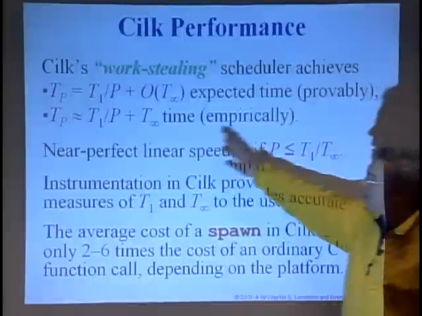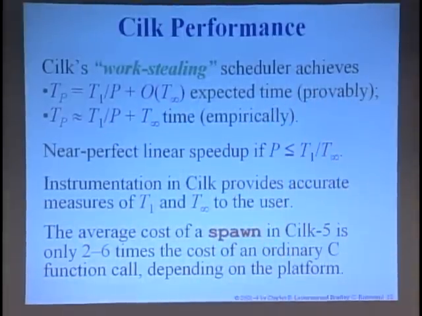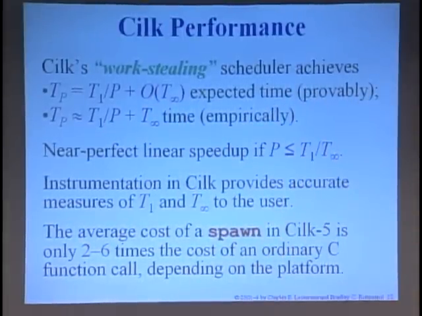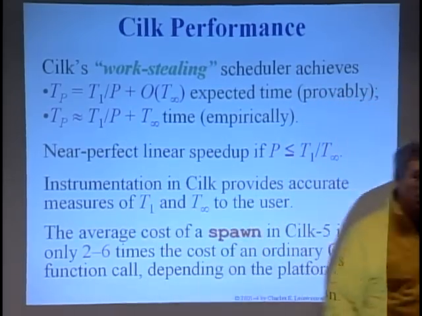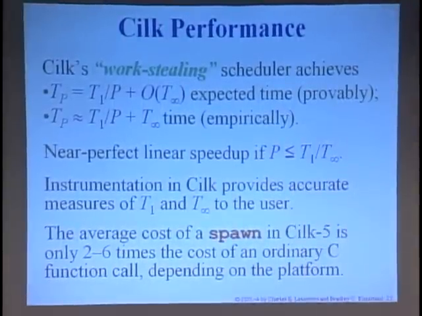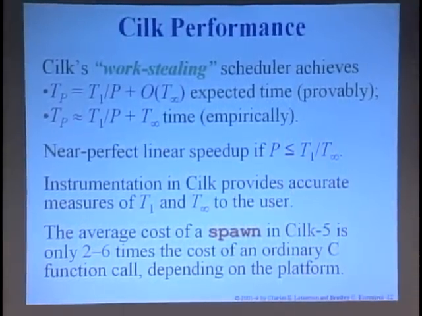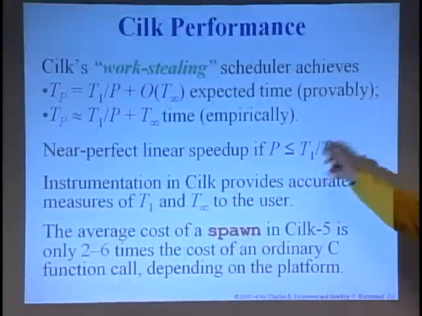What we found empirically, there's a theorem for this. Empirically, the runtime is actually still very close to the sum of those terms. Or maybe it's those terms plus 2 times t infinity or something like that. And again, we basically get near perfect speedup as long as the number of processors is a lot less than the parallelism. It should be sort of a less than.